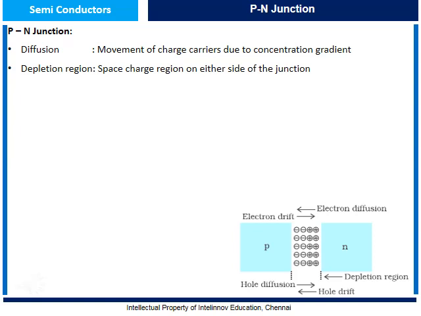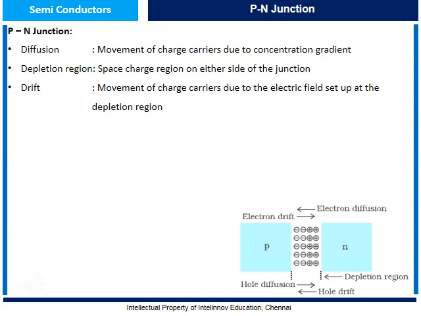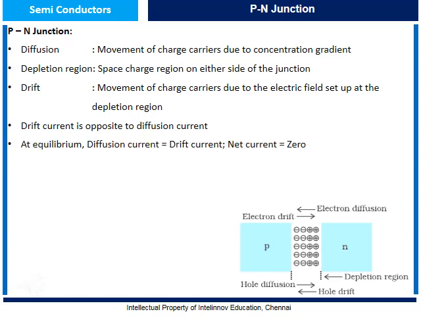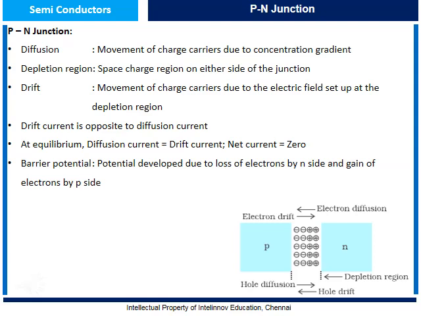What is drift? Drift is nothing but movement of charge carriers due to the electric field set up at the depletion region. Also, let us understand that drift current is opposite to diffusion current, and at equilibrium diffusion current is equal to drift current, that is net current is equal to 0. What is barrier potential? It is the potential developed due to loss of electrons by N side and gain of electron by P side of a PN junction. Barrier potential tends to prevent the movement of electron from N side to P side.